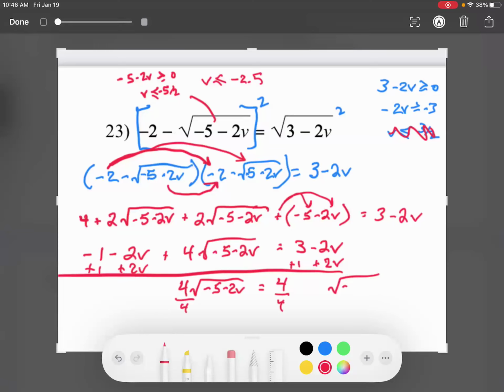So I get the square root of -5 minus 2v has to equal 1. Square both sides. -5 minus 2v equals 1. V equals, add 5, 6 divided by 2 is -3. And that is less than -2.5. So as long as it works in here, it's my answer. Checking it, it doesn't work. So I'm going to say there's no solution to this one.